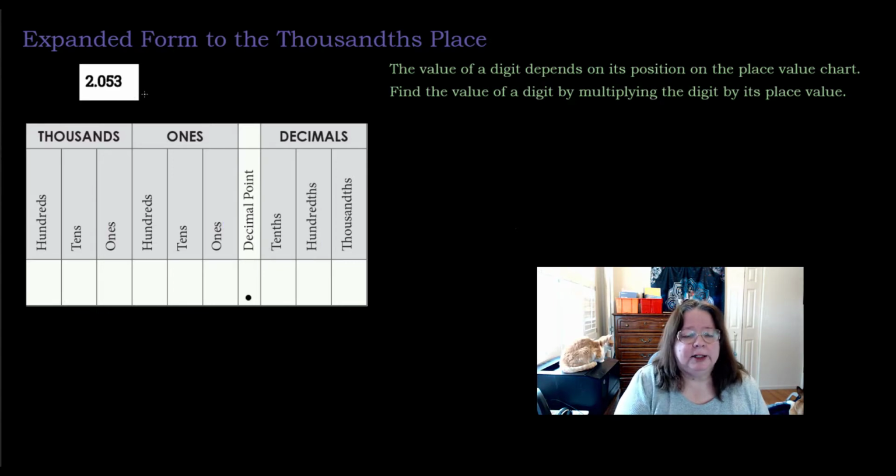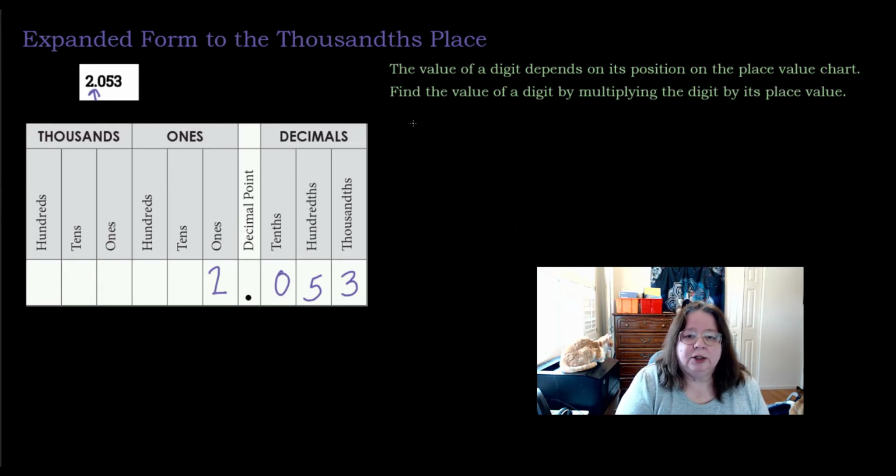Okay, let's look at this one. We have 2 and 53 thousandths. Kind of give you some hint there because I read it already. We look for our decimal point. Right here we have 2. We've got a 0 in the tenths spot, a 5 in the hundredths spot, and a 3 in the thousandths spot. Let's put that in expanded notation.